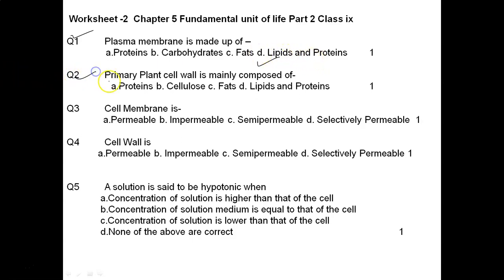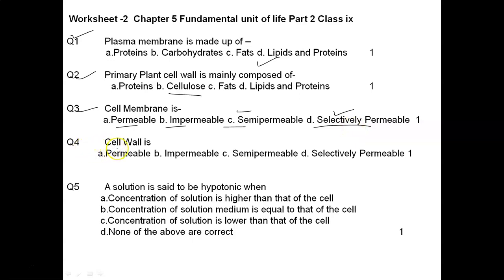Primary cell wall is made up of only cellulose. When the secondary cell wall is laid, then lignin or suberin deposition will be there. The third: the cell membrane is permeable. Permeable means which allows solvent and solute, all to come in. Impermeable, which does not allow anything to come. Semi-permeable, which allows only solvent to come, not the solute. Selectively permeable, which allows selected solute and selected solvent to enter inside the cell.